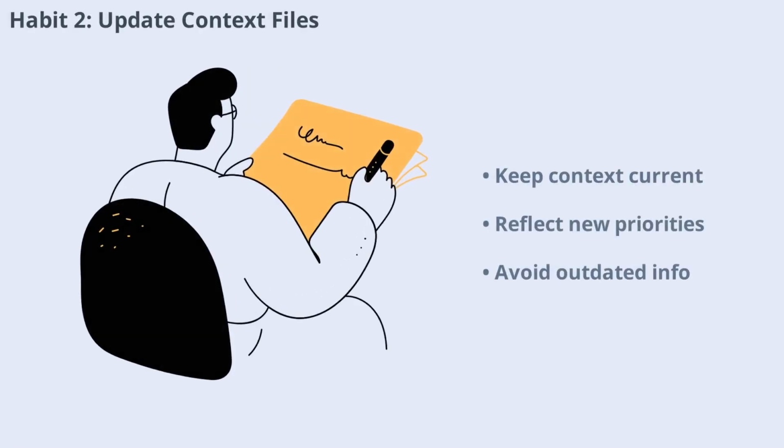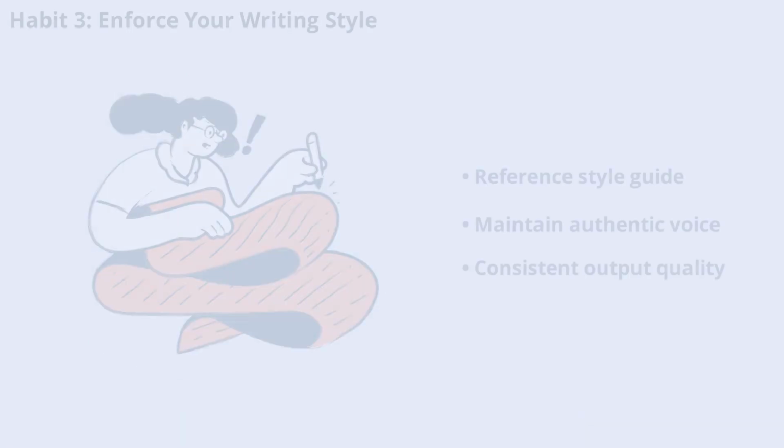Your About Me and My Company MD files are only useful if they're accurate. Whenever your goals, voice, or priorities change, update these files. Old context can be worse than no context at all, so make it a habit to review and revise these documents regularly.